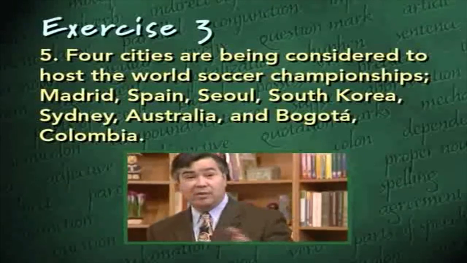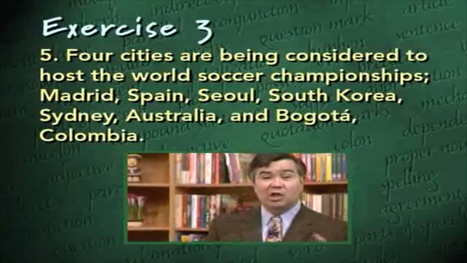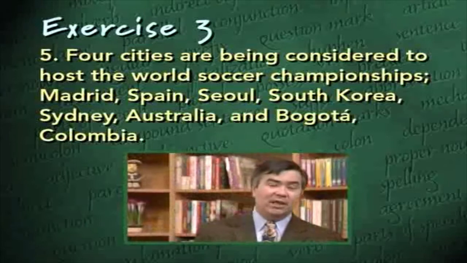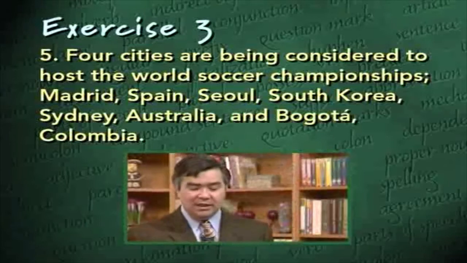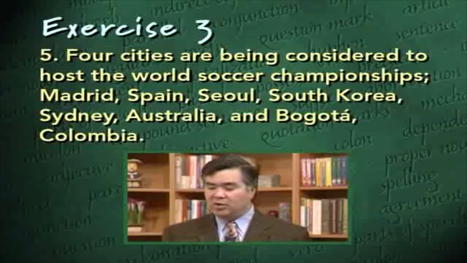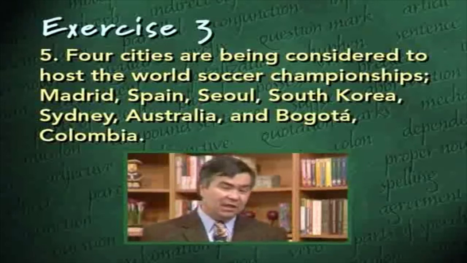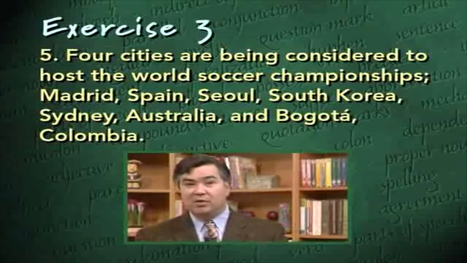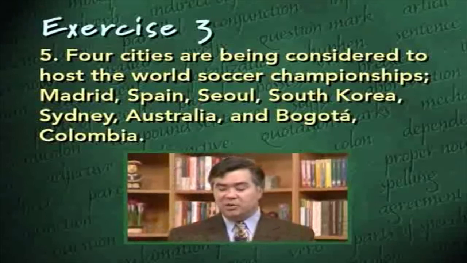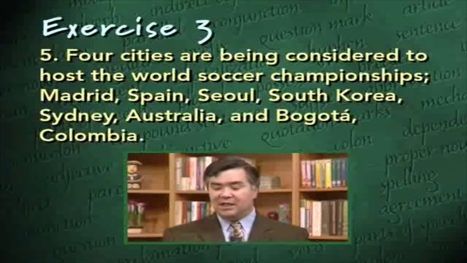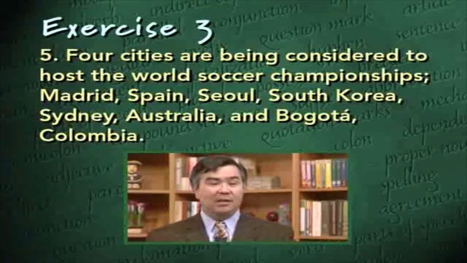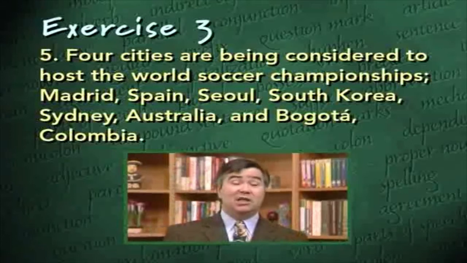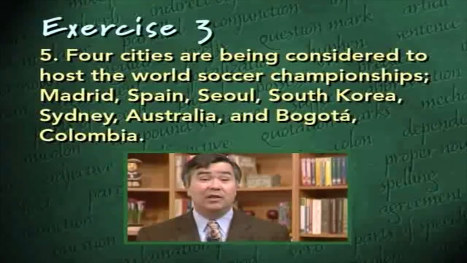Again, normally what appears on either side of the semicolon should be able to stand alone as a sentence. Let's check that out. What comes before the semicolon is "4 cities are being considered to host the World Soccer Championships." That could stand alone as a sentence, so that's fine. What follows the semicolon, however, is Madrid, Spain, Seoul, South Korea, Sydney, Australia, and Bogota, Colombia. Could that stand alone as a sentence? No, it's clearly just a list. So the semicolon is being incorrectly used here.